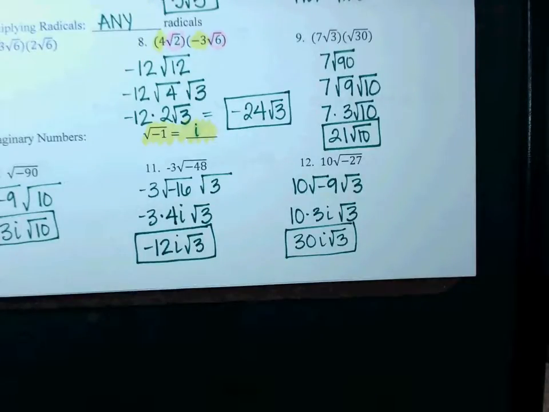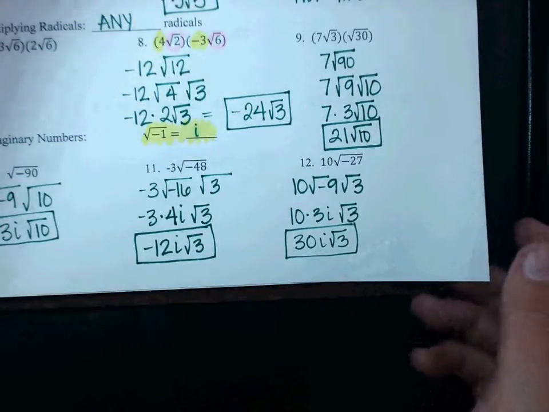So that I is just to replace the negative, correct. And if there wasn't a negative in there, you wouldn't put the I. That's the only reason the I is coming into play, is because you're square rooting something negative. All right, on the back.